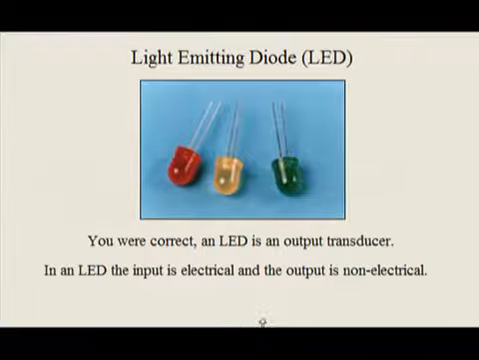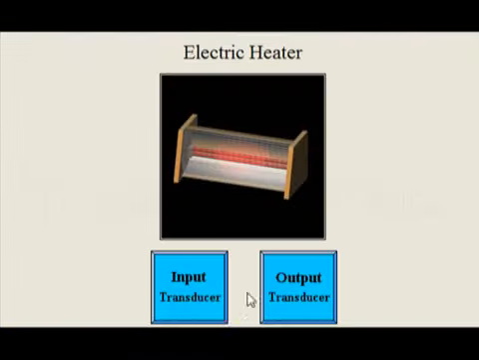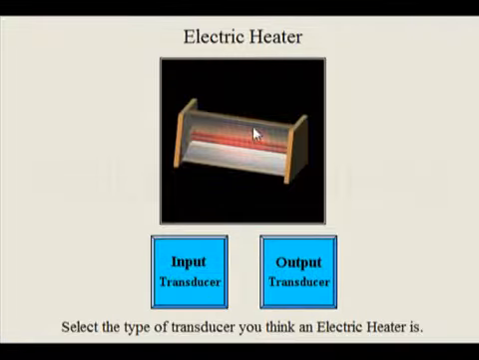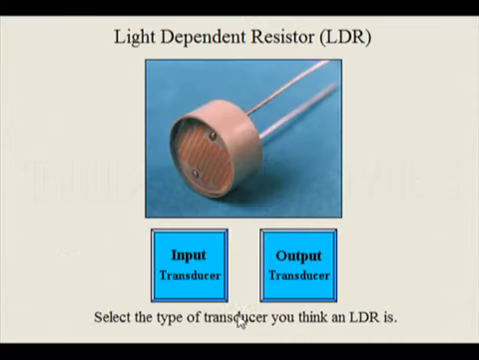Select the type of transducer. You were correct. An LED is an output transducer. An electric heater is also an output transducer. In an electric heater, the input is electrical and the output is non-electrical.